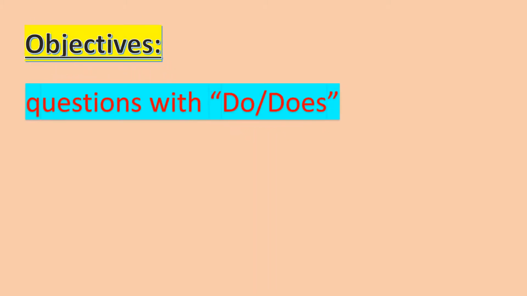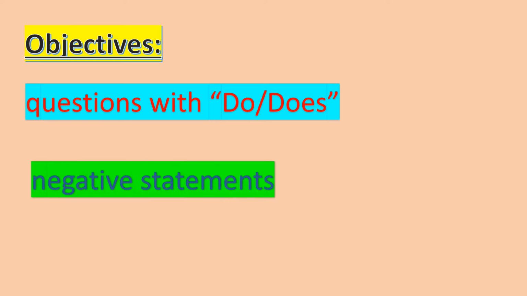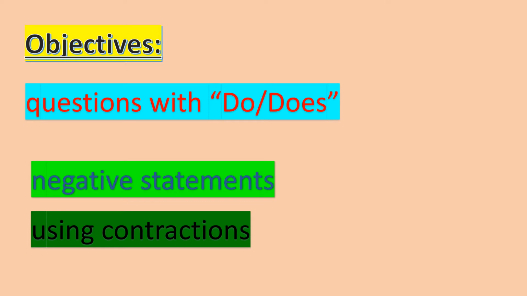Okay, so before we start the lesson, let's have a look at the objectives. The first objective is questions with do or does, negative statements, and using contractions. To be able to follow this lesson, please go to the course book page 32.